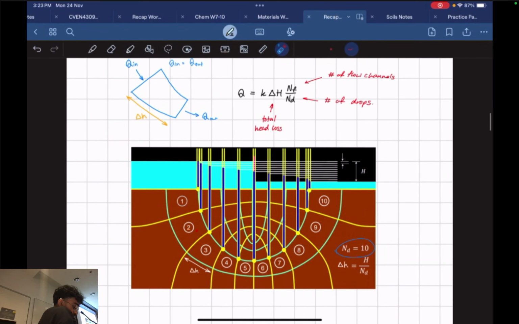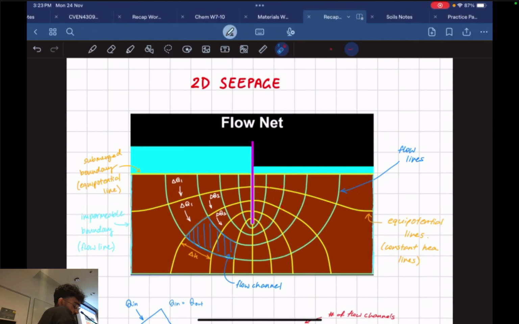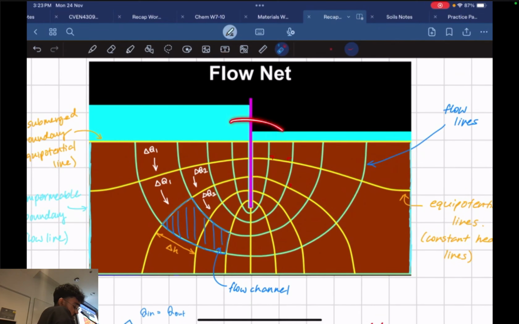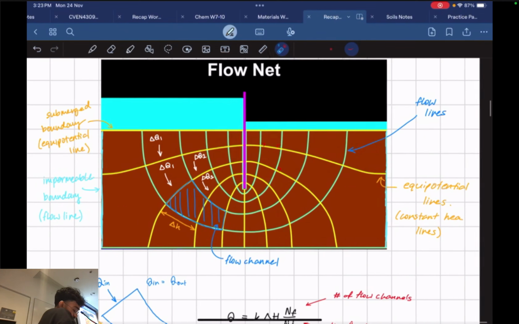Your delta H is given by your total head loss. The way I like to think about it is the difference between these two water levels. And one more thing I should probably note.